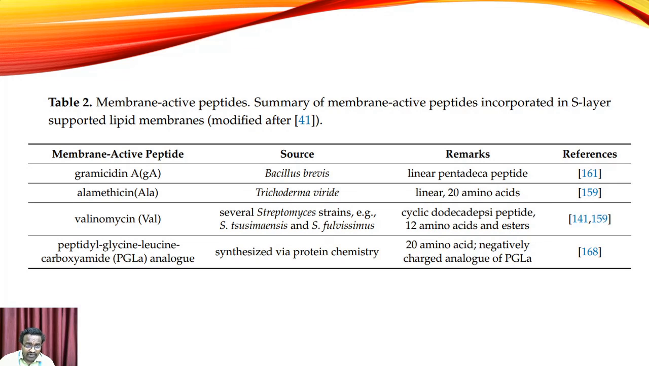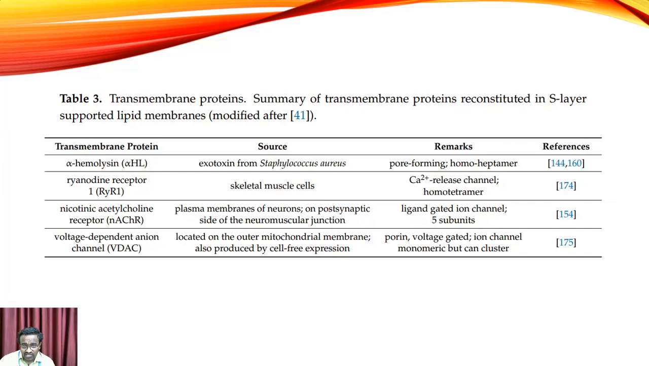Some membrane active peptides have also been reported from various microorganisms: gramicidin from Bacillus brevis, alamethicin from Trichoderma viride, valinomycin from Streptomyces species, PGL, that is peptidyl glycine leucine carboxamide, which is synthesized by protein chemistry, and alpha hemolysin, which is reported from Staph aureus.